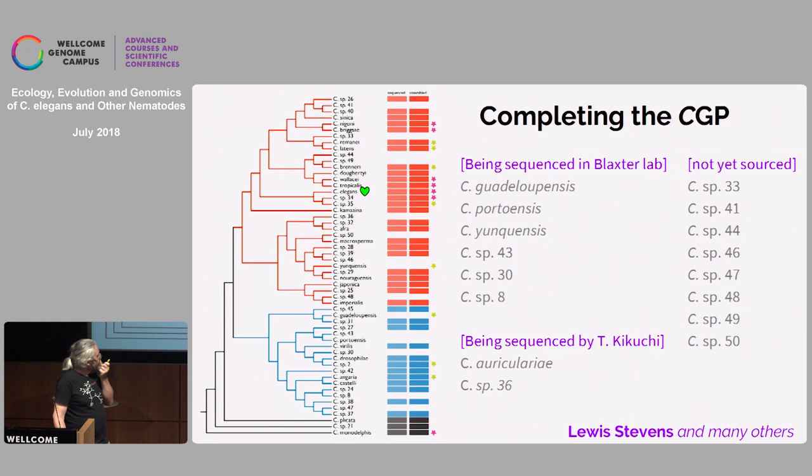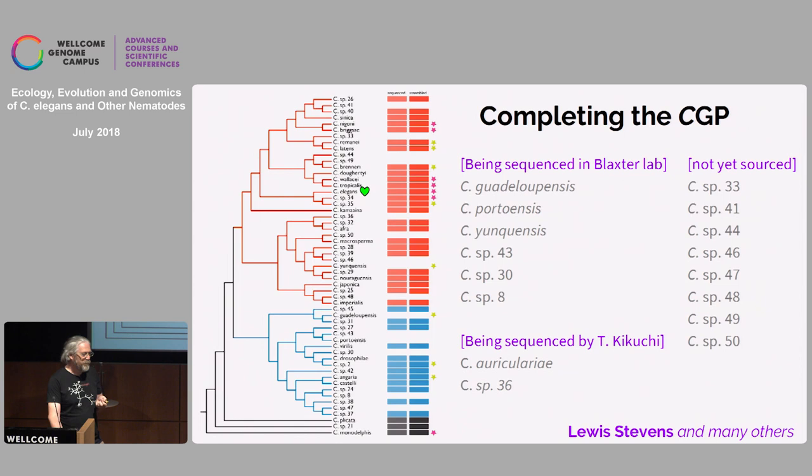What comes next? Well, we have another bunch of species about to be sequenced by us. There are some being sequenced by other people. We haven't yet sourced or put in a plan for these eight species, but we're nearly there. We're getting close. We hope that Lewis manages to finish the genus before he finishes his PhD. I think I will have to let him go before he does.